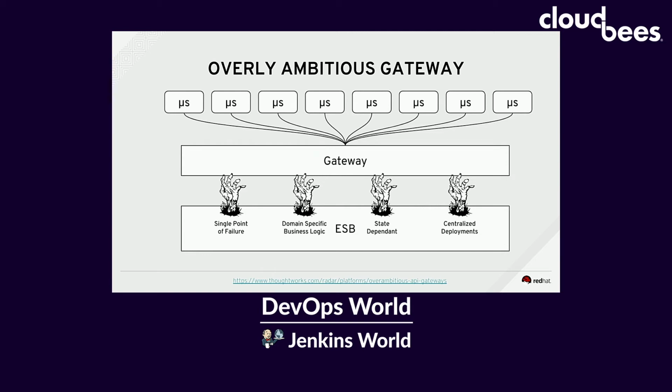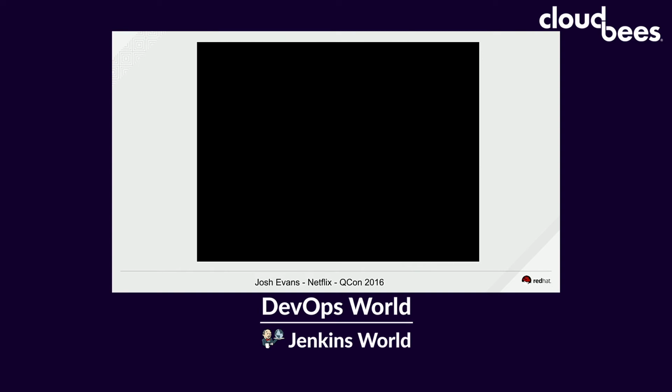There's a great article on this from ThoughtWorks, and they talk about the different characteristics of ESBs, what failed them, and why API gateways are not necessarily the best approach.